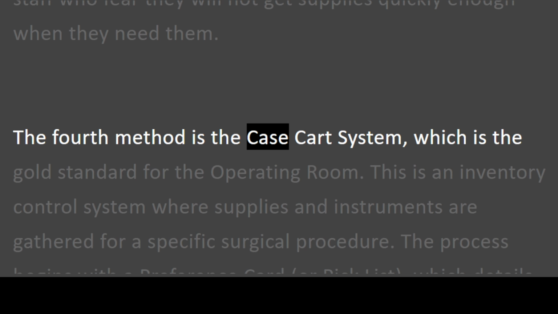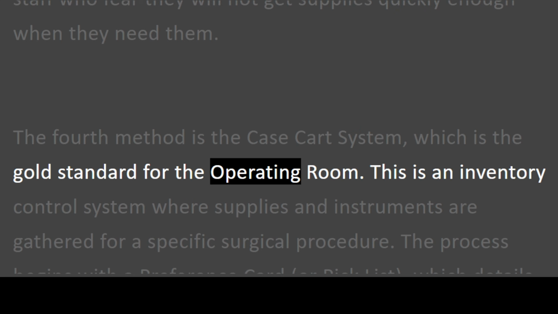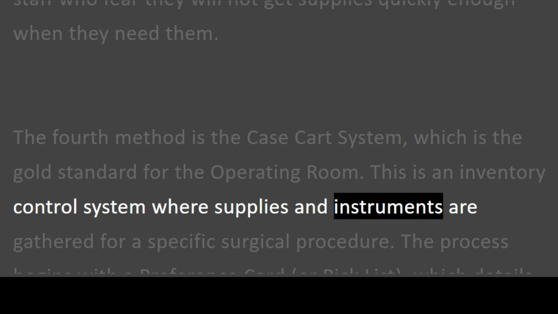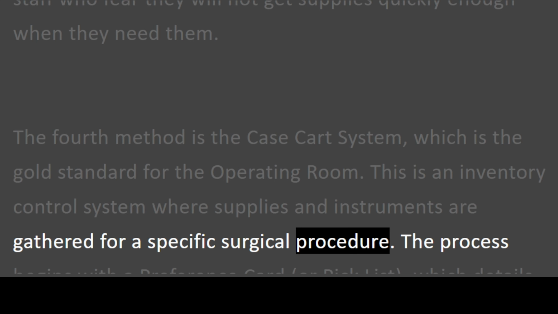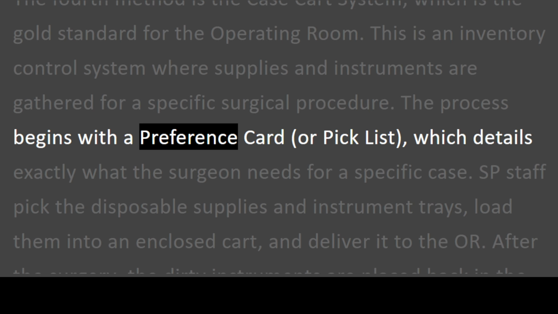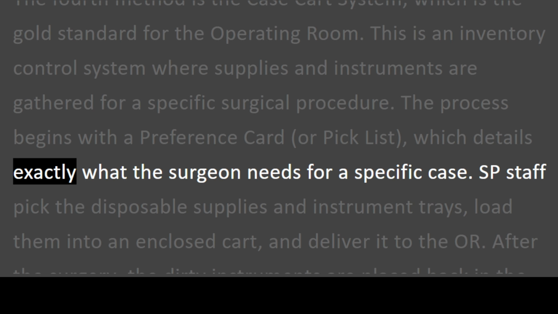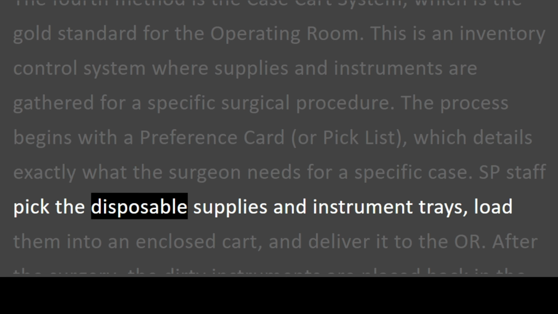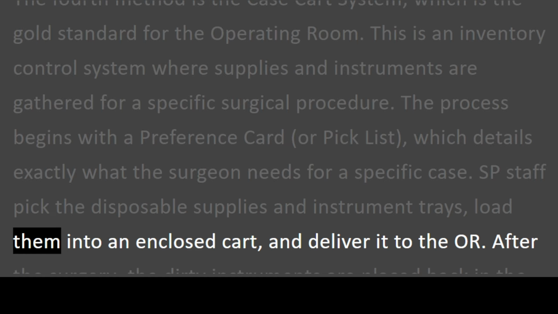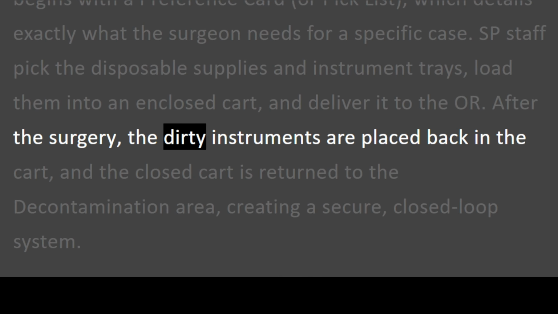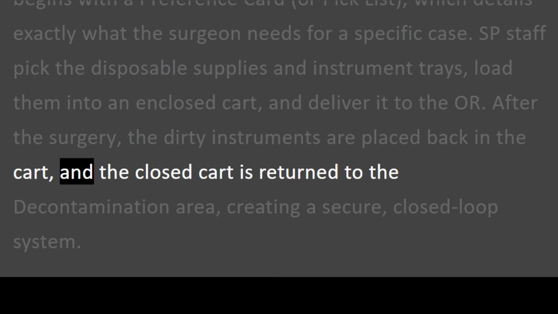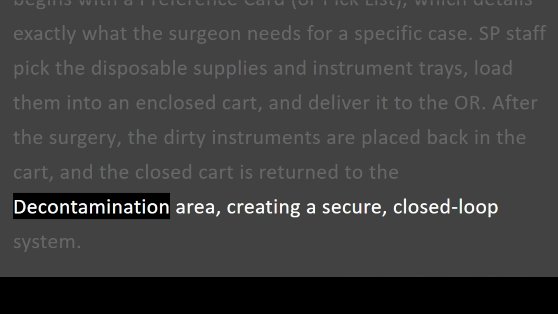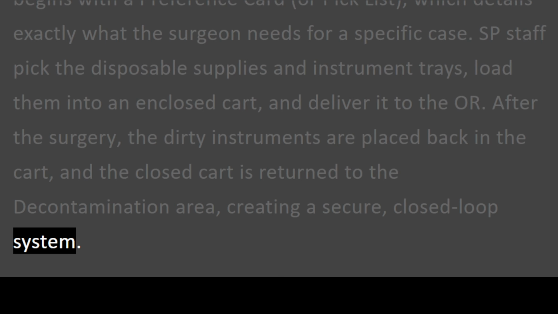The fourth method is the case cart system, which is the gold standard for the operating room. This is an inventory control system where supplies and instruments are gathered for a specific surgical procedure. The process begins with a preference card, or pick list, which details exactly what the surgeon needs for a specific case. SP staff pick the disposable supplies and instrument trays, load them into an enclosed cart, and deliver it to the OR. After the surgery, the dirty instruments are placed back in the cart, and the closed cart is returned to the decontamination area, creating a secure, closed-loop system.